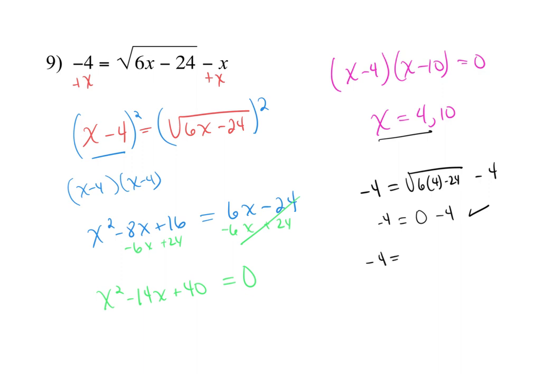Negative 4 equals the square root of 6 times 10 minus 24 minus x. 6 times 10 is 60. 60 minus 24 is 36. The square root of 36 is 6. 6 minus 10 does equal -4. Those are both answers. Neither one of those are extraneous, so 4 and 10 are both my answers here.